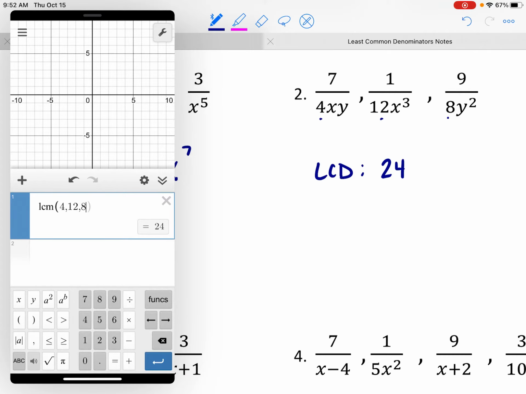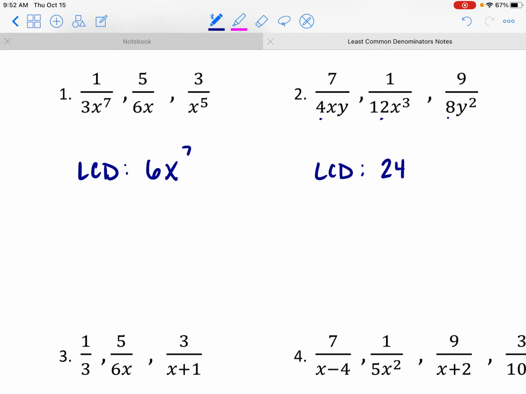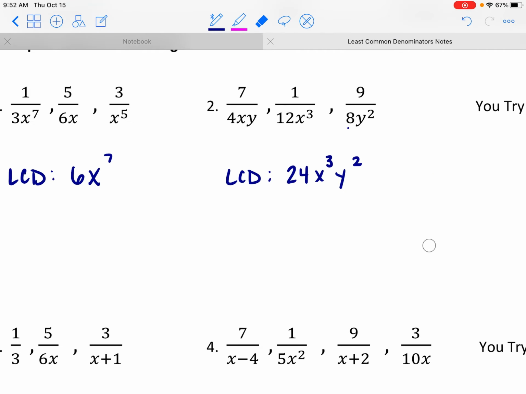And now I have x's and y's occurring here, so my common denominator is going to have x's and y's. The question is how many of them. So we take the variables and their largest exponents. The largest exponent on x is a 3, and the largest exponent on y is a 2. So 24 x cubed y squared would be our least common denominator.